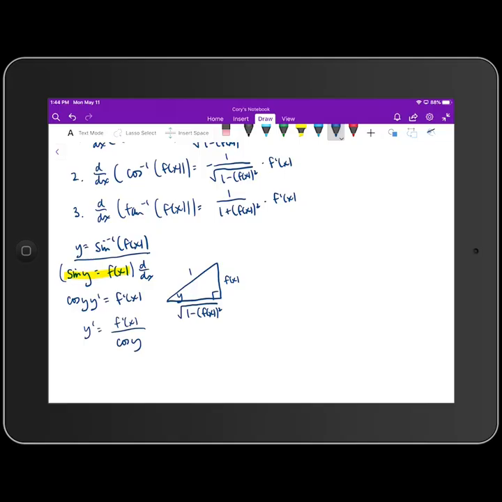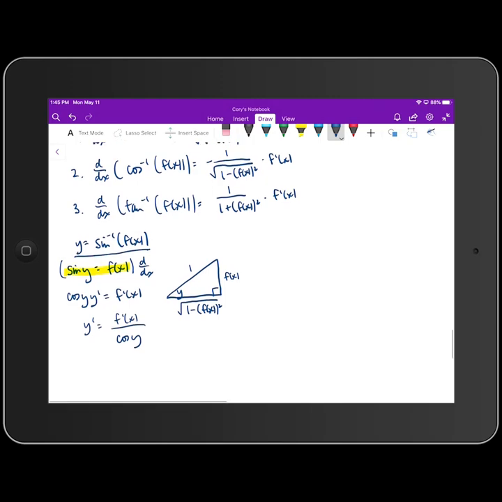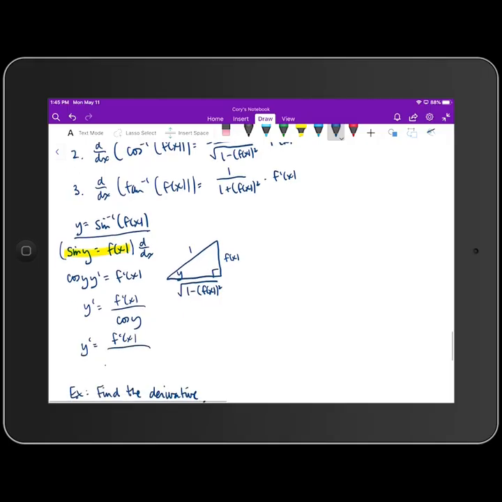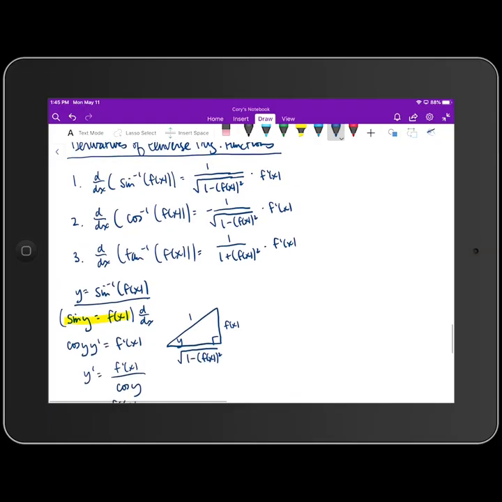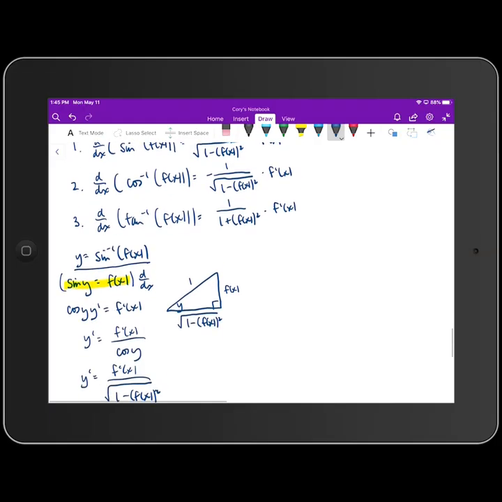Okay, so once we have that picture drawn, now we can determine what the cosine of angle y is. The cosine of y is going to be the side adjacent over the hypotenuse, which is going to make the cosine of y the square root of 1 minus f of x quantity squared. Okay, so that's how we mathematically come up with that derivative formula. And you can do the same thing for the inverse cosine of f of x as well.